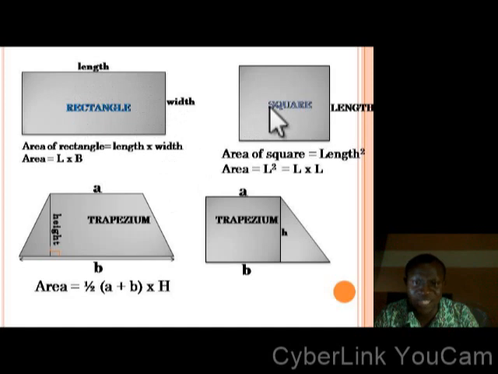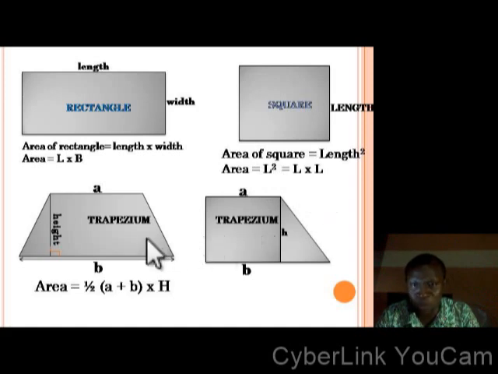Okay, then the next one is a square. Remember, in a square, all sides are equal. So the area of a square is length squared. Unlike this one, where we say length times width, remember that all sides are equal here. So even if you want to say length times length, you are as well saying length squared. And that's exactly what we have here. So the area of a square is equal to length squared, and this length squared means length times length. I hope it's quite clear.